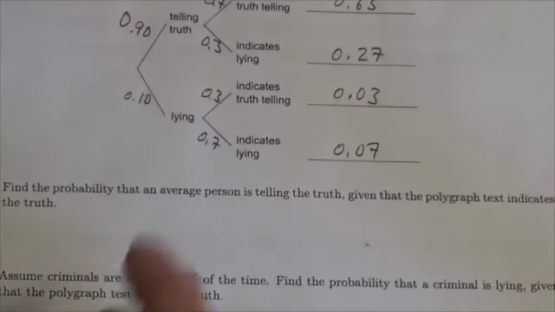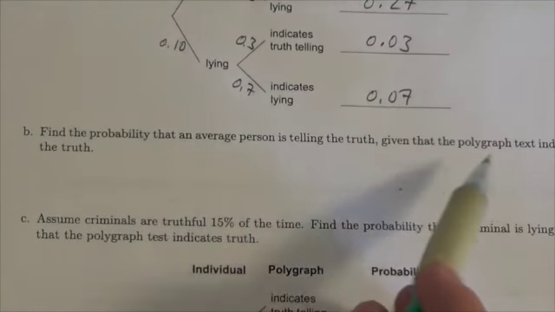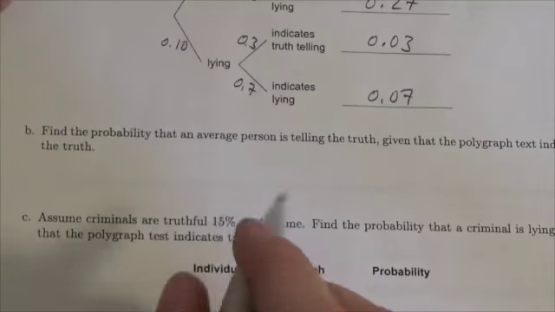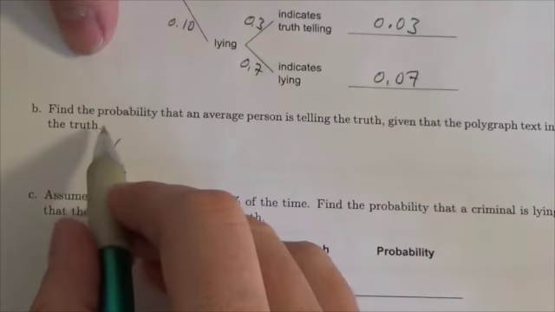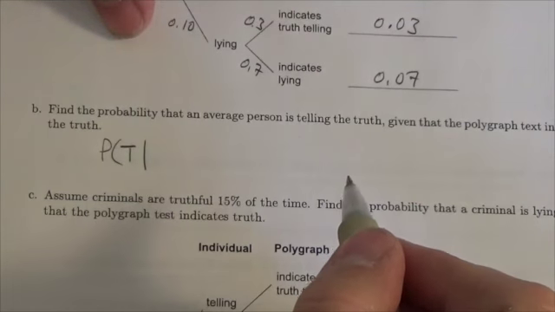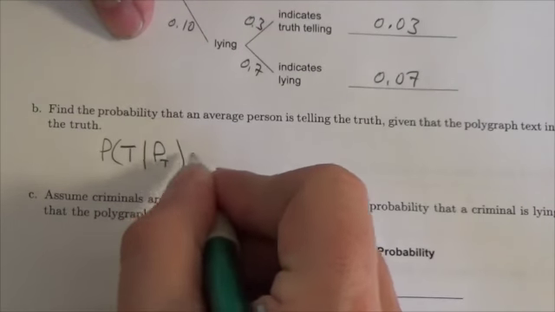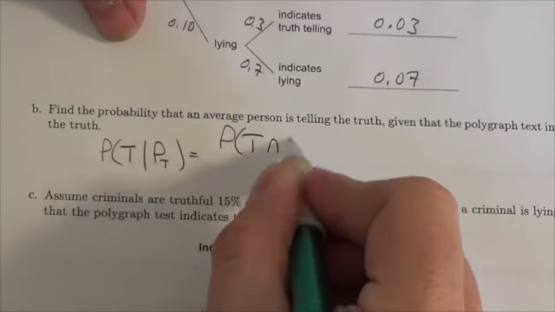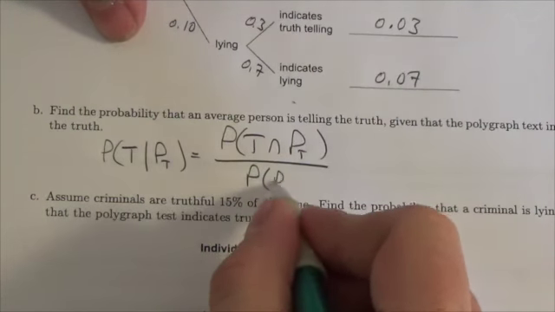Okay, so question B here. Find the probability that an average person is telling the truth given that the polygraph test indicates the truth. Okay, so this is a conditional probability problem. So let's say telling the truth given that the polygraph indicates the truth. According to our formula, this is the probability of telling the truth and the polygraph test indicating the truth, over the probability that the polygraph test indicates the truth.